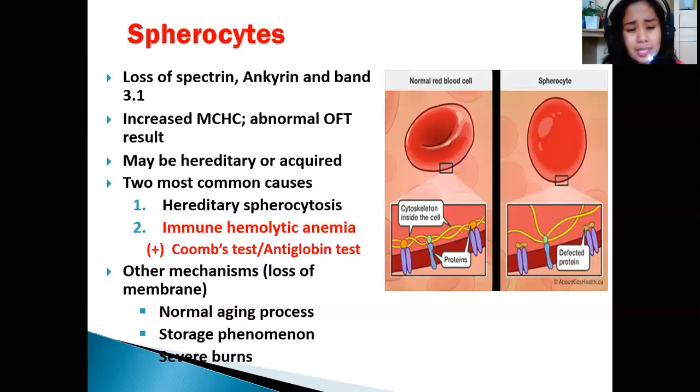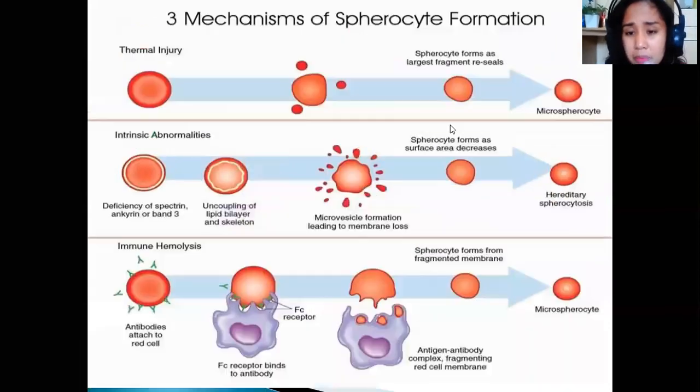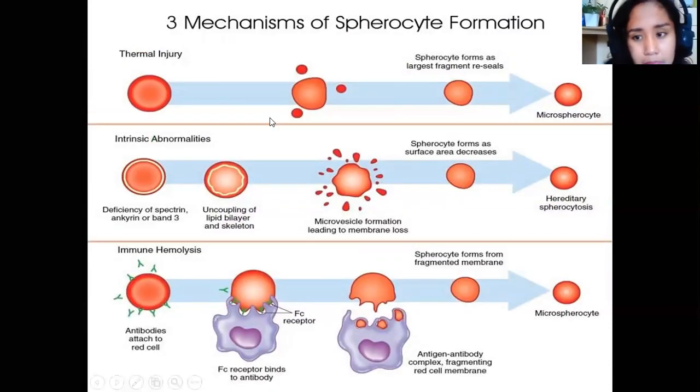So, you heard right, class. There is loss of membrane. Some parts of the membrane are lost. How does that happen? An example in this image is thermal injury, in cases of burns. The red blood cell, class, was burned, and upon burning it was fragmented. The largest fragment reseals again and forms a spherocyte. So in severe burns, your red blood cells are thermally injured, they break apart, and the largest fragment becomes a spherocyte.